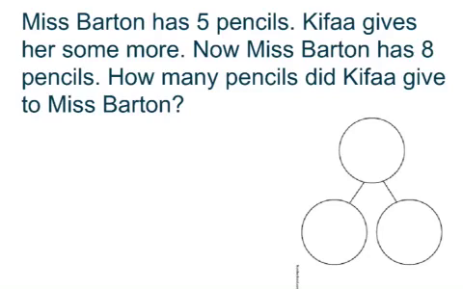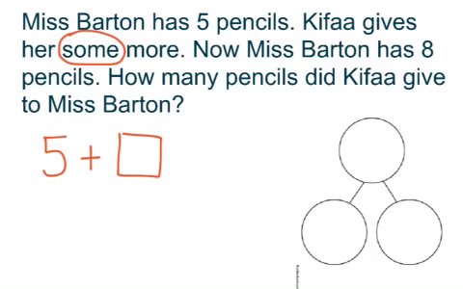Miss Barton has 5 pencils. Students should write what they know. 5. Kifa gives her some more. Since we don't know what some means, we represent it with a box, showing that it's something we do not know. Now, Miss Barton has 8 pencils. How many pencils did Kifa give to Miss Barton?